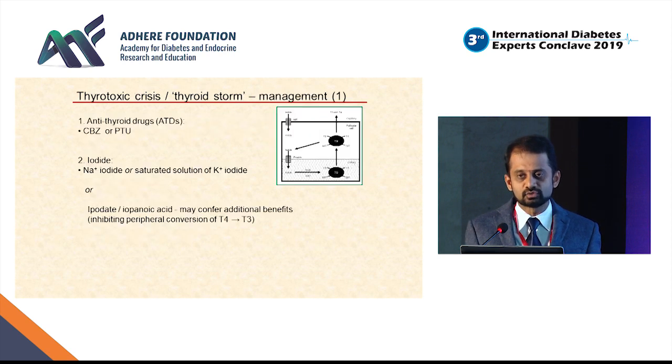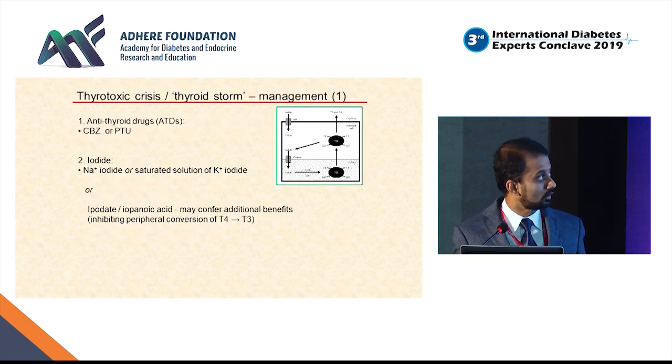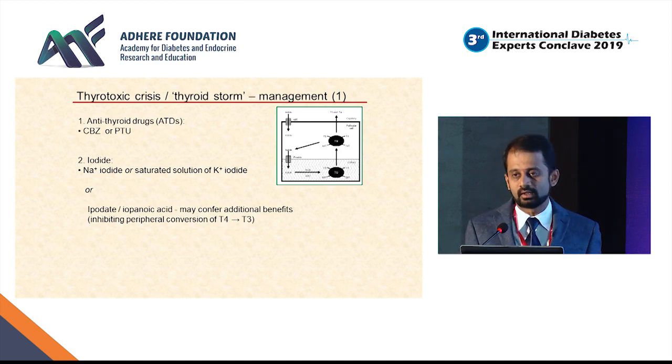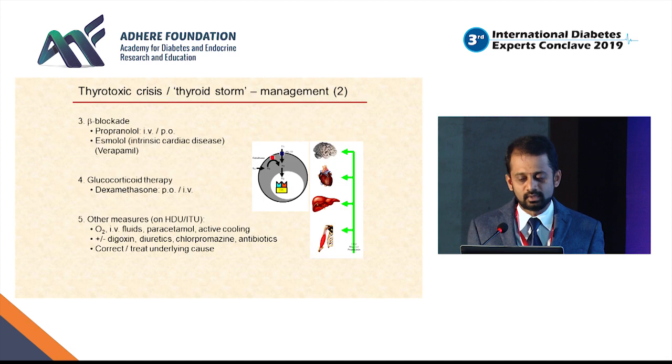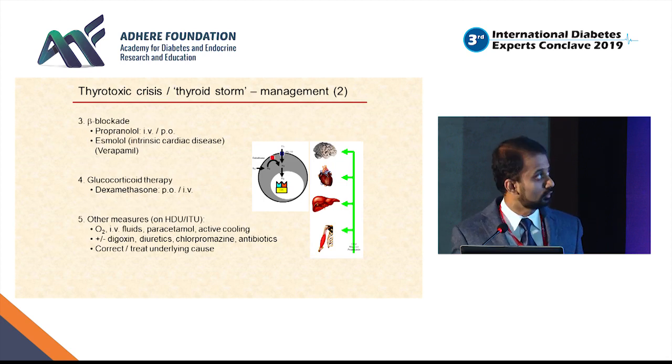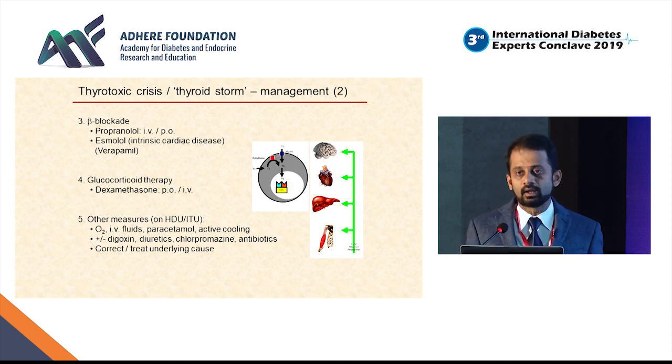So how do you manage? You give anti-thyroid treatment and also iodide, and beta blockade would be very useful. Esmolol, the short-acting beta blocker, lets you assess the patient easily. Glucocorticoid therapy, of course, and supportive management in ICU will be very helpful. This is a condition that if you see once in life, you won't miss it.